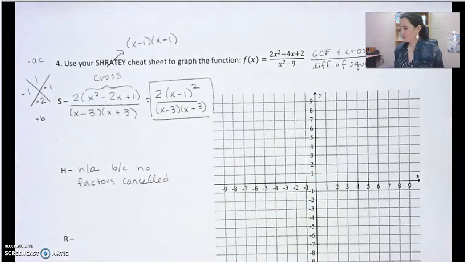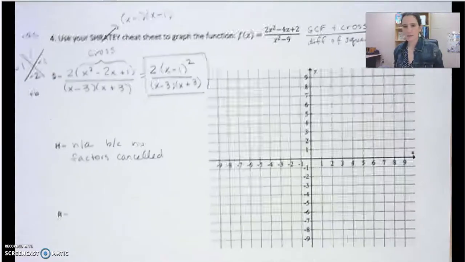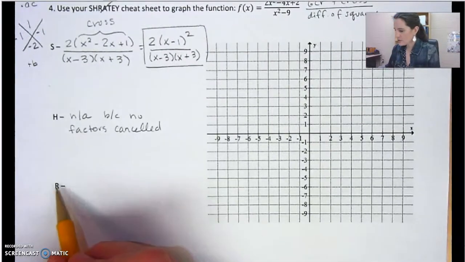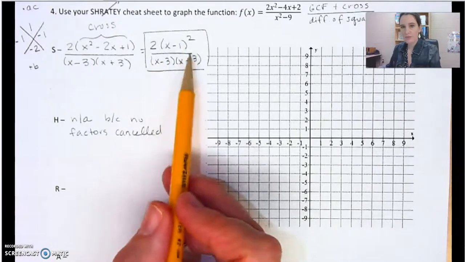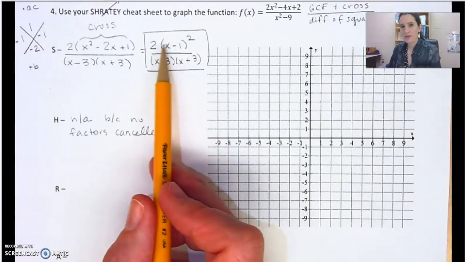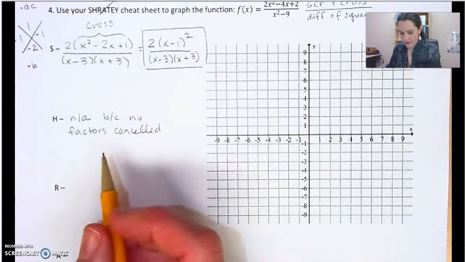Now R stands for roots. That's your x-intercepts. And the roots are when you set the top of your factored form equal to 0. So let's do that now.